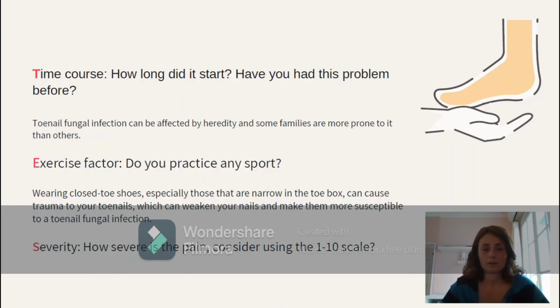Severity. How severe is the pain? Consider using a scale from 1 to 10.